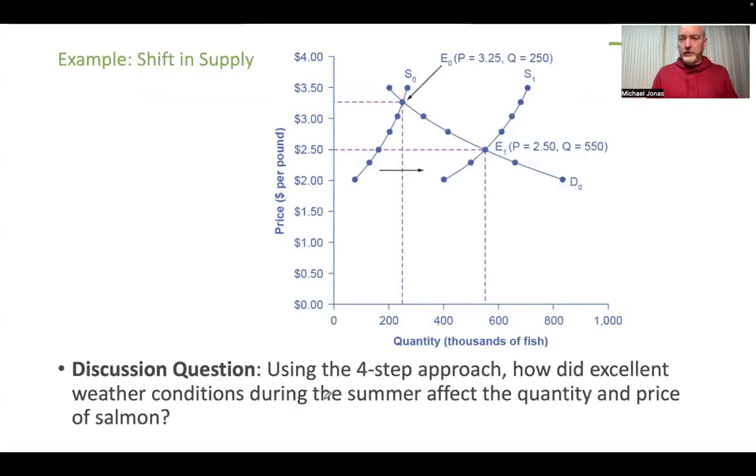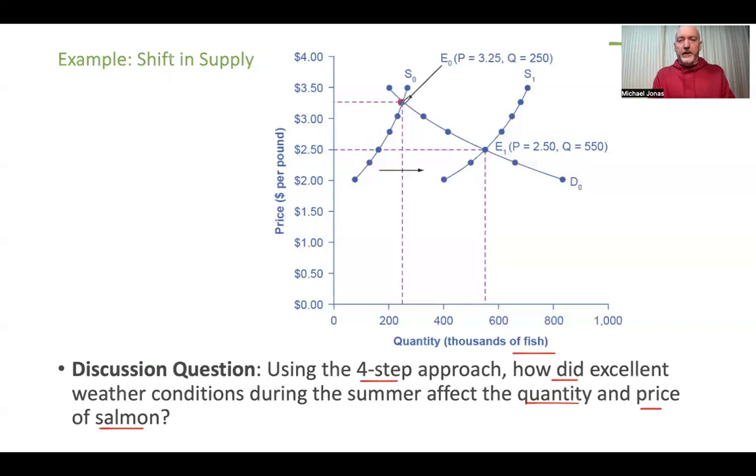So again, a simple example, fish. Why not? So an example question, using that four-step approach, answer a question such as, how did excellent weather conditions during the summer affect the quantity and price of salmon? That is the equilibrium quantity and equilibrium price.